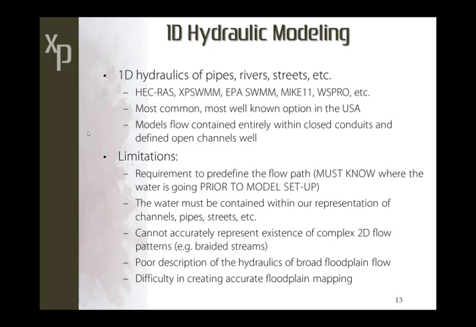Now that we've seen the conversion of a HEC-RAS model into XP, we can take a step back and look at 1D modeling in general. So 1D modeling is typically done to model the 1D hydraulics of pipes, rivers, and streets. This is done through a number of different programs: HEC-RAS, XPSWMM, EPA SWMM, Mike 11. These are some of the many programs that can do this type of modeling. As such, 1D hydraulic modeling is the most common and well-known option in the U.S. for hydraulic models.